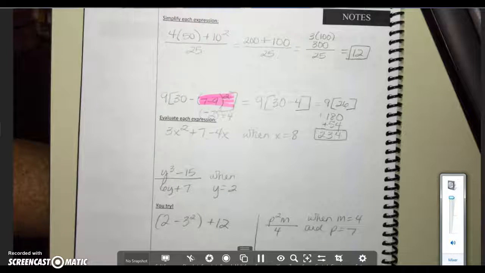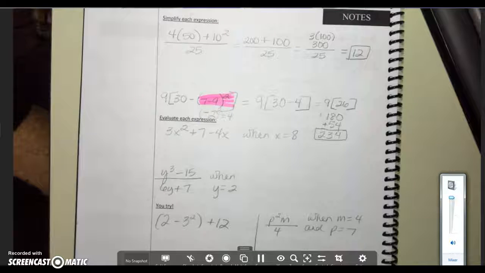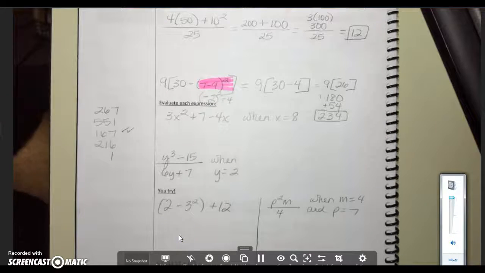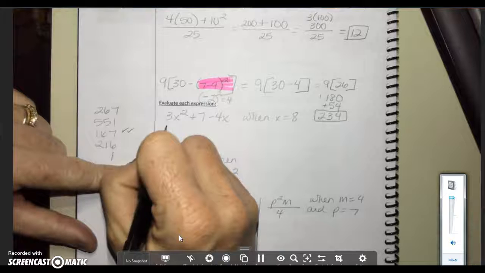Good, good. When it says evaluate each expression, what am I going to do with that x equals 8? What am I going to do? Plug it in, okay? I'm going to hit pause. You plug it in, and we'll come up with it. So, Ashley, what am I plugging in for x?